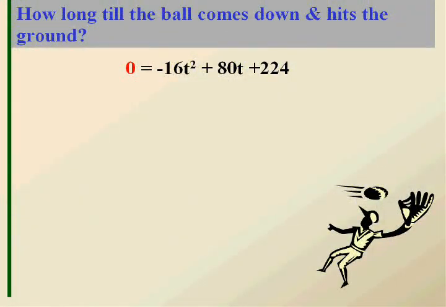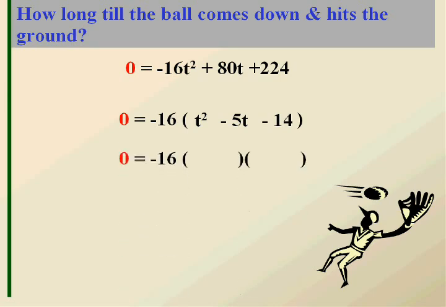Not that bad if you think about it, because this equation we're going to factor. Remember, when we factor something like this, we take out a common term, and if we can take out a negative, we do so. This one's going to turn out real nice. I'm going to take out a negative 16, and I'm going to get t squared minus 5t minus 14. This one's not going to be bad. Now let's factor the t squared minus 5t minus 14, and I'll get t and t and minus 7 and plus 2, which means my possible answers for this are either 7 or negative 2.